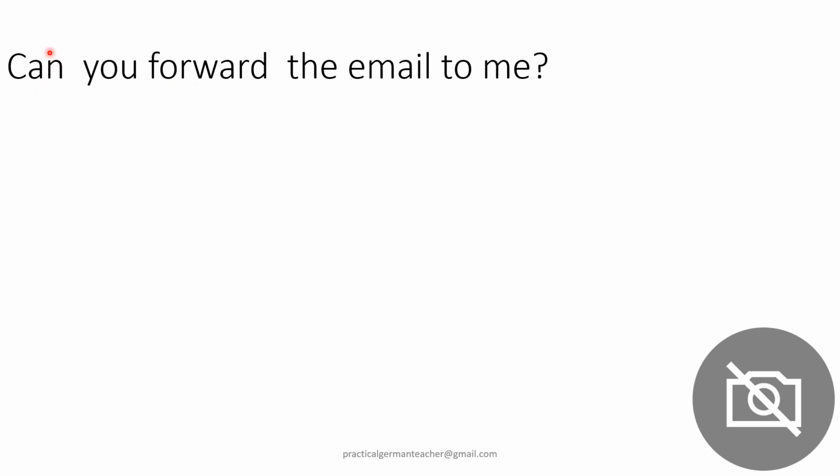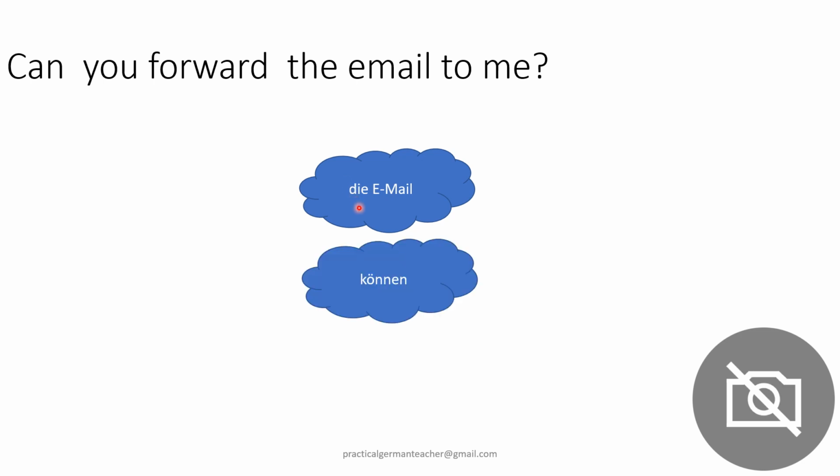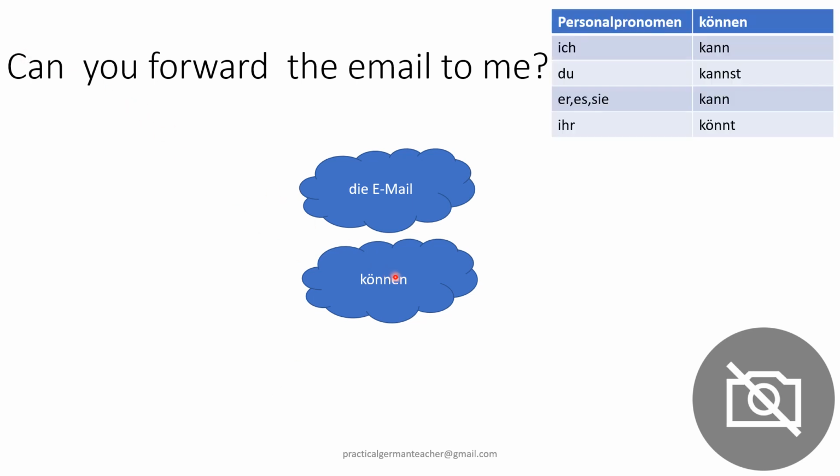Also you know that the English word can, if you want to write the same in German, is a modal verb, and you know what a modal verb is. And then this will be a normal verb. Also you need to know the German word for email. This happens to be the same, email, but it's feminine, so the definite article is die email. And the verb for can is können, the modal verb. Here is the conjugation table. So ich kann, du kannst, er, es, sie kann, ihr könnt.